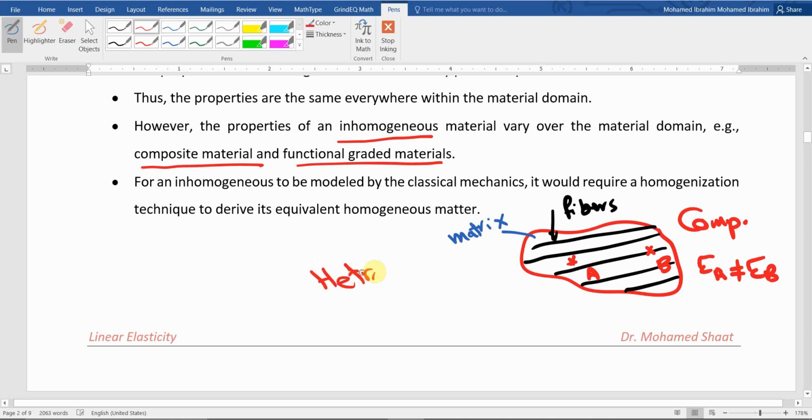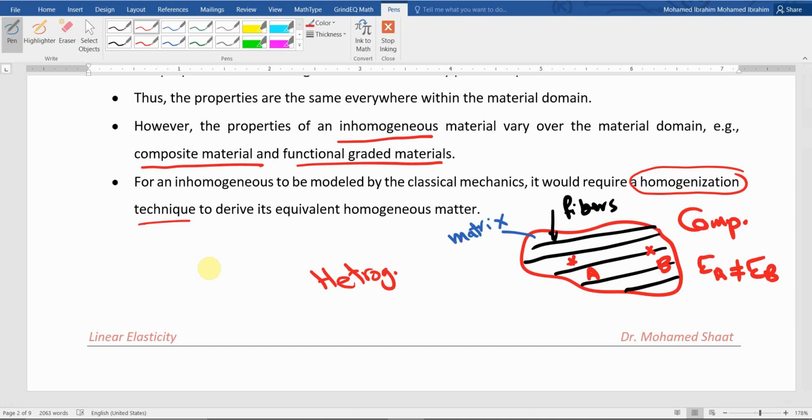So how about if we have a heterogeneous material? Can we model this one using classical mechanics? Yes, we can. But in this case, we require some homogenization approach or homogenization method. That's why, if you have any previous experience with micromechanics models, these are homogenization models. They depend on a homogenization approach to convert this heterogeneous material into an equivalent but homogeneous material. This is the homogenization concept.